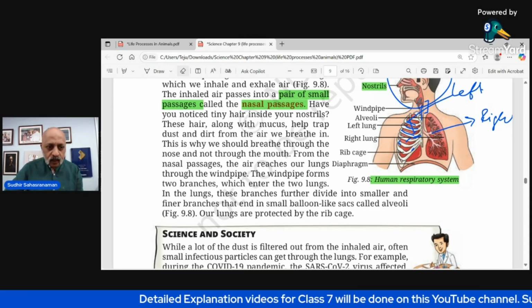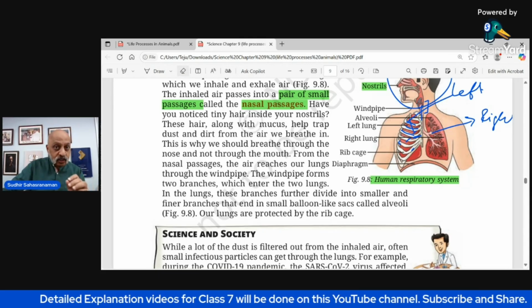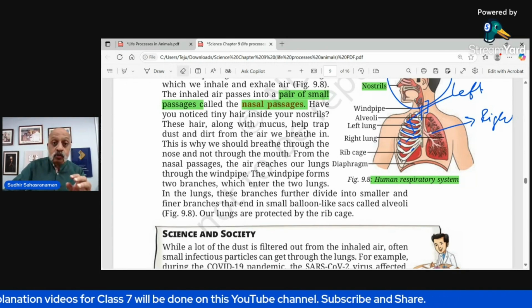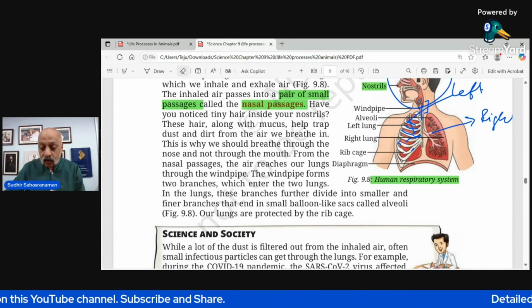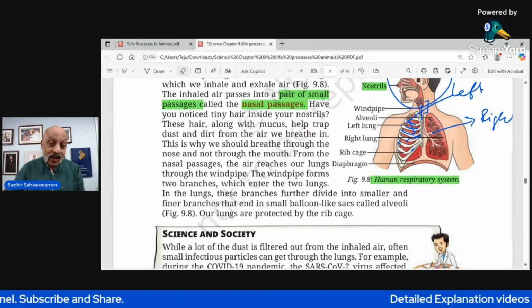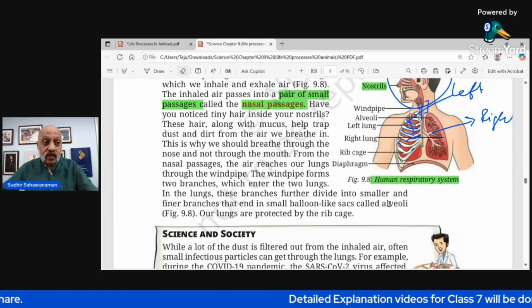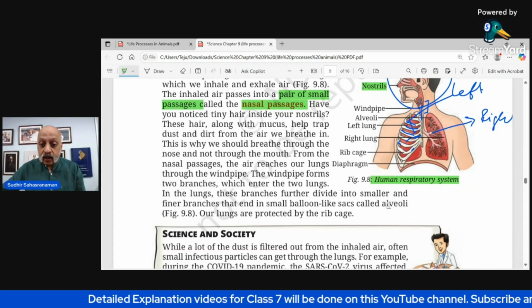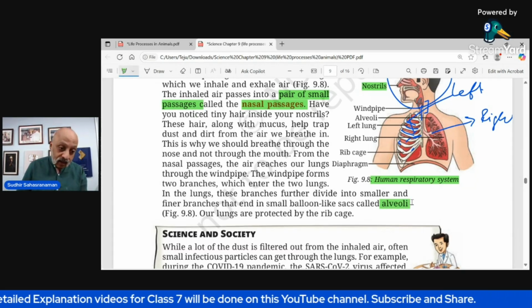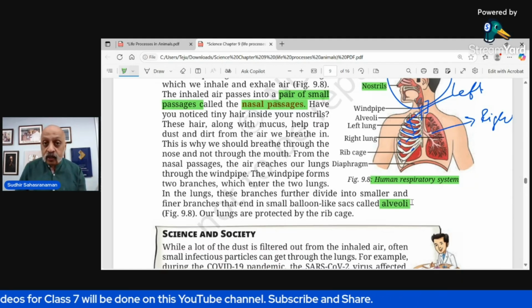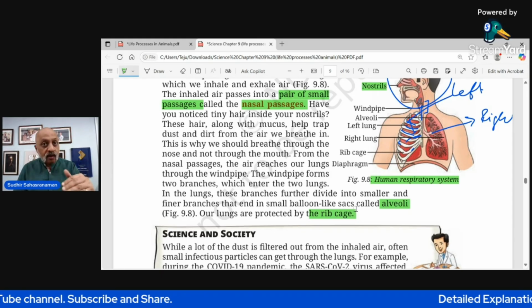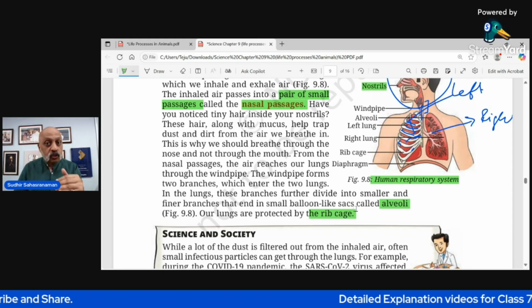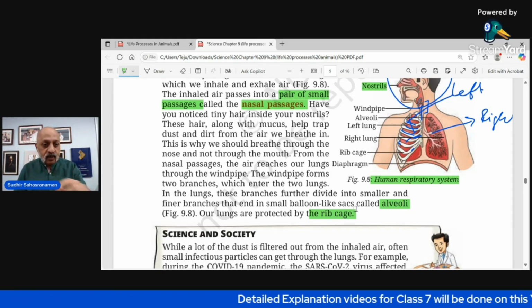Now, in the lungs, these branches of the windpipe further divide into smaller and finer branches, which end up in balloon-like sacs, which are called alveoli. Now, the alveoli are an extremely important part of the lung system, right? And our lungs are protected by the rib cage, which I mentioned to you. I hope you have understood the functions of the different parts of the human respiratory system.